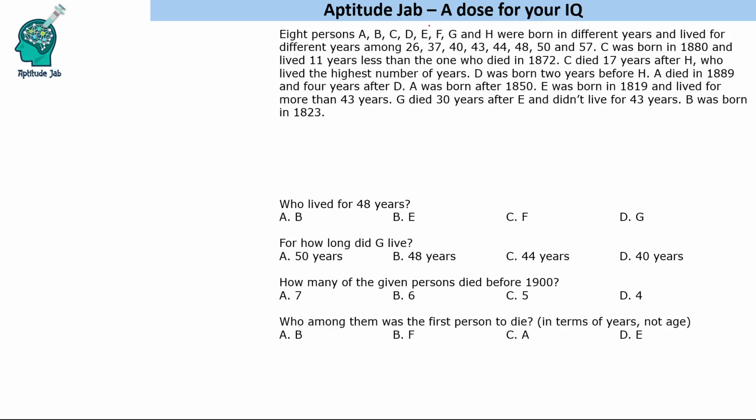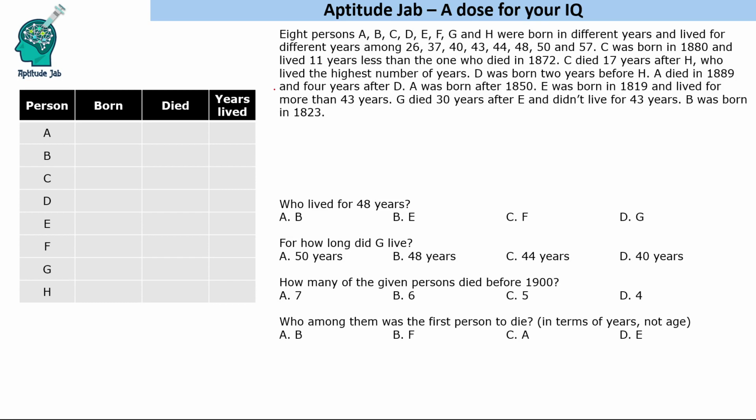because some statements give direct information, like A died in 1889. So we'll formulate a table like this and put the information which we can see directly. C was born in 8080. So C born in 8080. Then it says that A died in 1889.